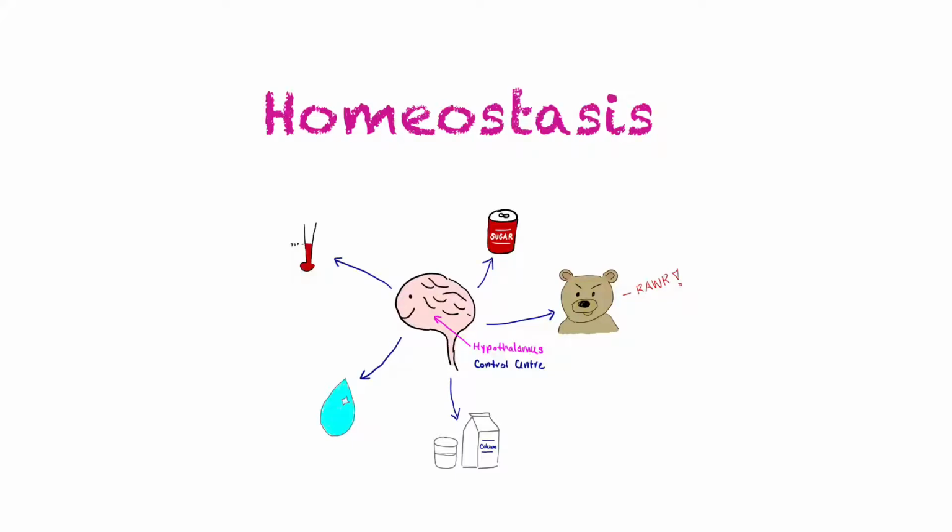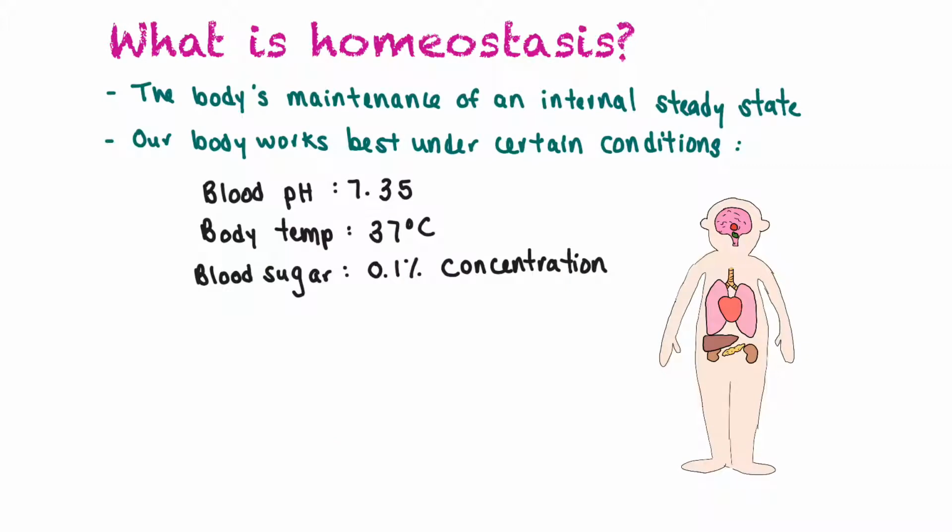In this video, we'll do a brief introduction to what homeostasis is and why it's important in our bodies. So homeostasis is the body's maintenance of an internal steady state. Our body works best under certain conditions. So for instance, our blood pH should be around 7.35, our body temperature 37 degrees Celsius, and our blood sugar is about 0.1% concentration.